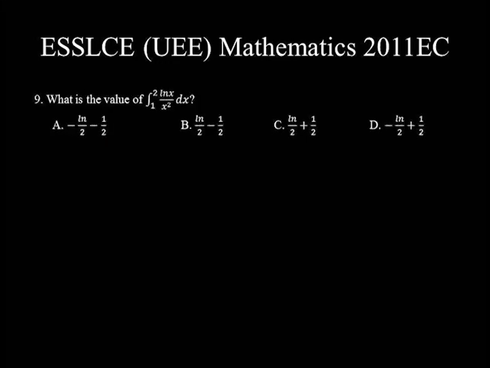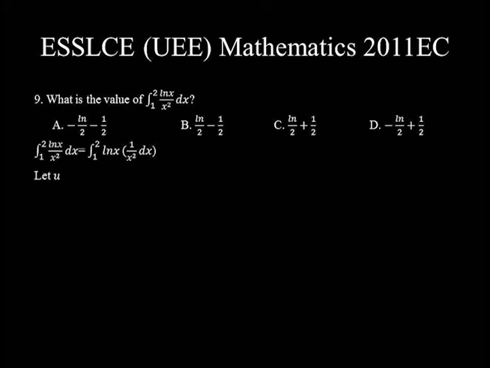Question number 9. What is the value of the integral of ln x over x squared dx, x ranging from 1 up to 2? The integral of ln x over x squared dx, x ranging from 1 up to 2, can be rewritten as the integral of ln x times 1 over x squared dx, x ranging from 1 up to 2. So, let's use integration by parts to solve this equation.